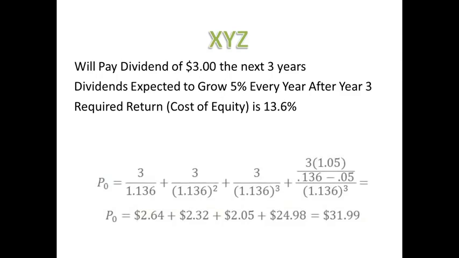We would just discount the dividends to find their present value. Then, because the dividends are going to grow at a steady rate, we would find the value of XYZ stock in year 3 using the constant growth dividend discount model. We would then discount the price of XYZ stock in year 3 to its present value and add it to the sum of the present value of the first 3 years' dividends.